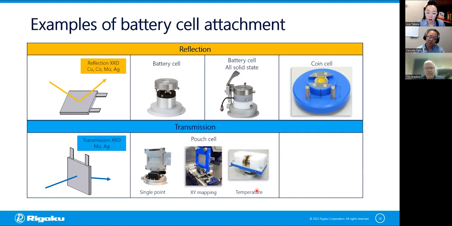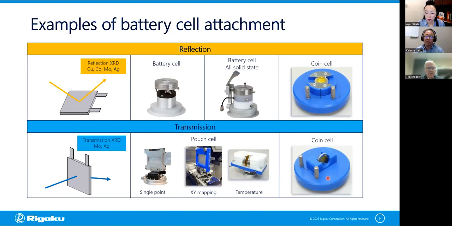The other option could be a temperature controlled pouch cell. This is for single point, so you measure only the center of the pouch, but now you can control the temperature. You may ask me for a little more detailed specification, which I'm going to discuss later on, but you can control the temperature on the pouch and then carry out XRD operando.